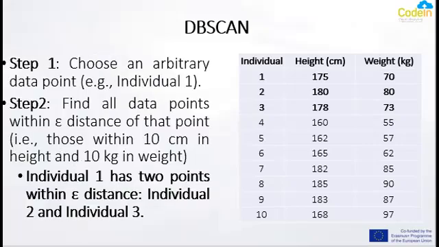Step 1, choose an arbitrary data point, individual 1. Step 2, find all data points within epsilon distance of that point, those within 10 centimeters in height and 10 kilograms in weight. Individual 1 has 2 points within epsilon distance, individual 2 and individual 3.